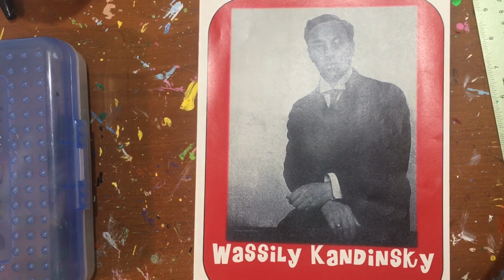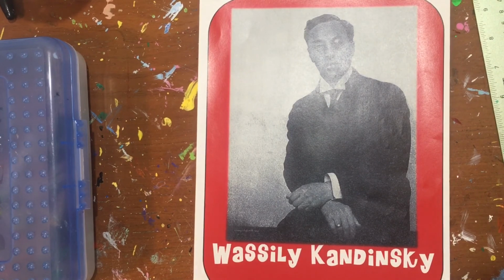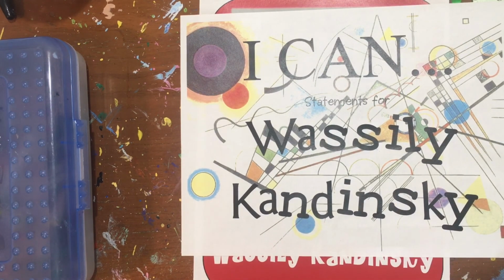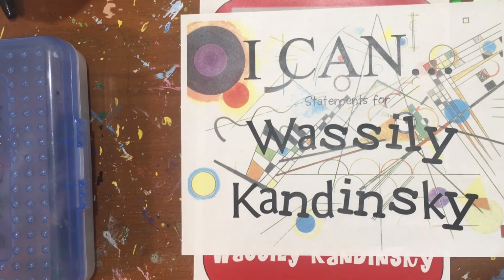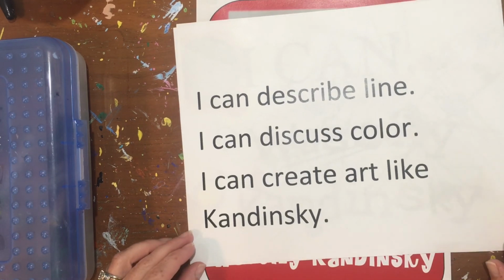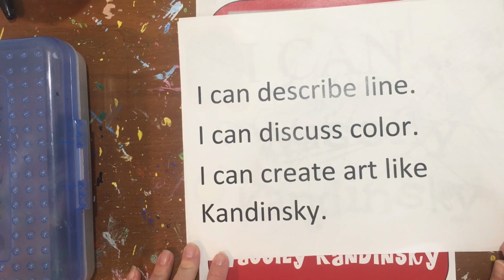By the end of this lesson, you will be able to finish this "I can Wassily Kandinsky" statement. You will be able to describe a line. You will be able to discuss color. And you will have created a piece of art like Wassily Kandinsky. Let's get started.